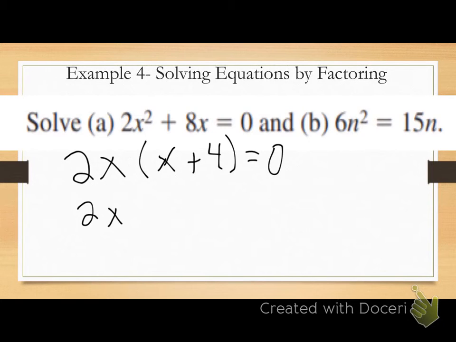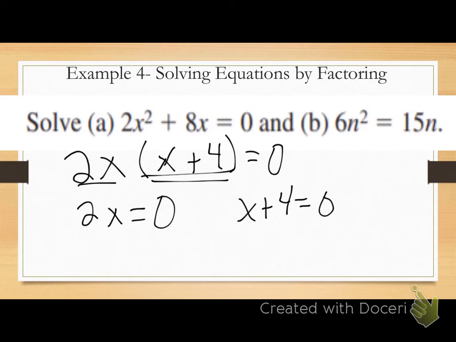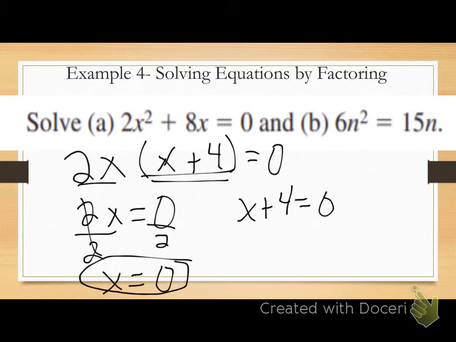Since I have 2 factors here being multiplied together, equaling 0, one of them must be 0. So I take each factor, 2x is one of my factors, set it equal to 0. Take my other factor, x plus 4, set it equal to 0. For my first factor, how do I solve that for x? Divide by 2 on both sides. What does x equal? 0. 0 is one of my solutions, one of my roots.